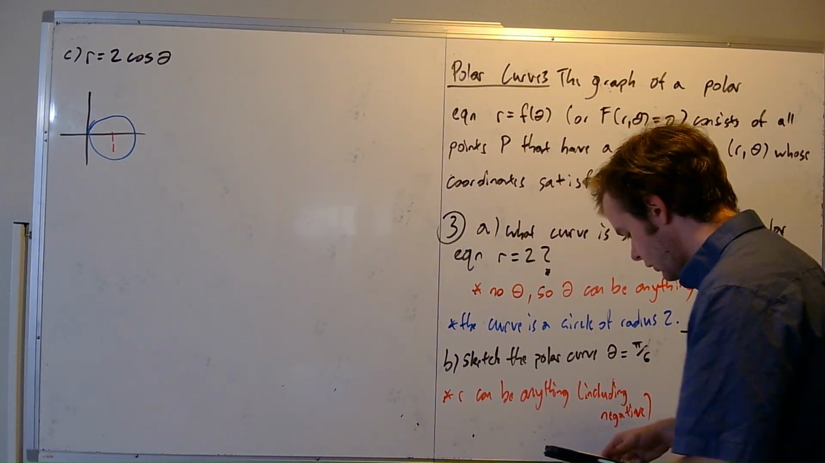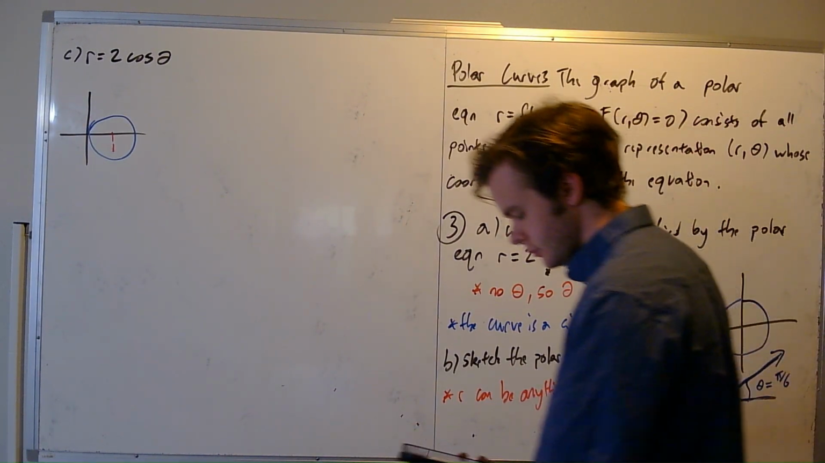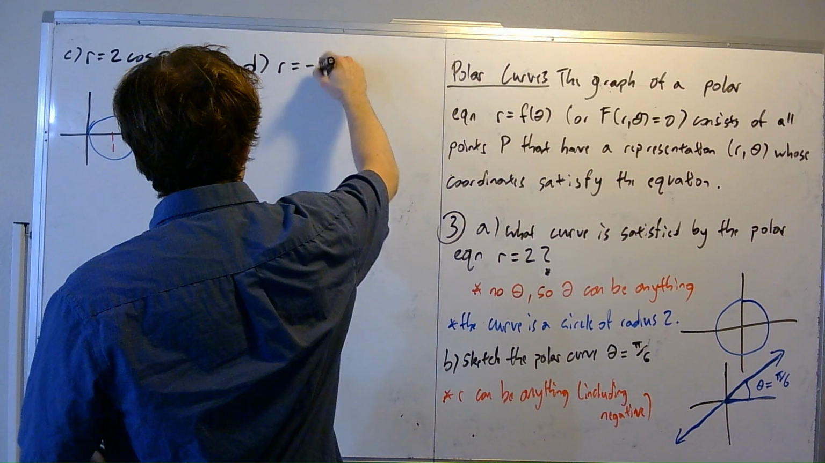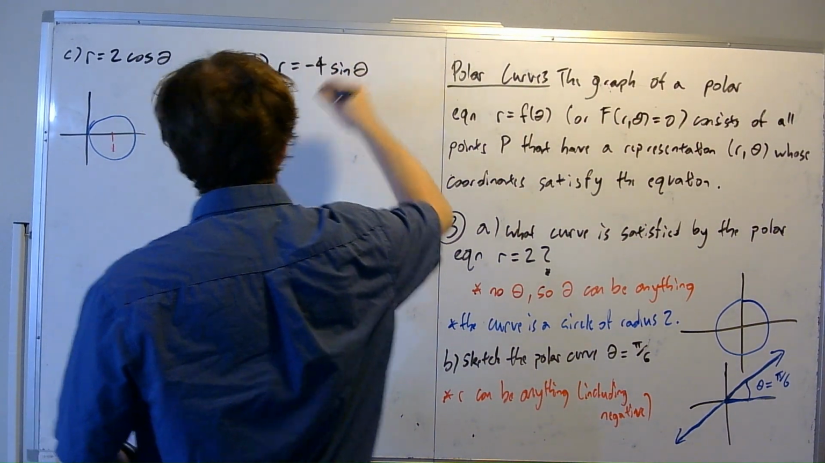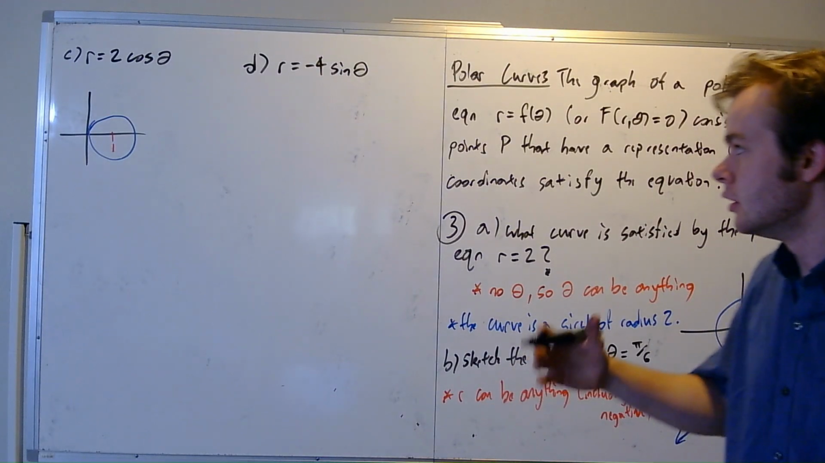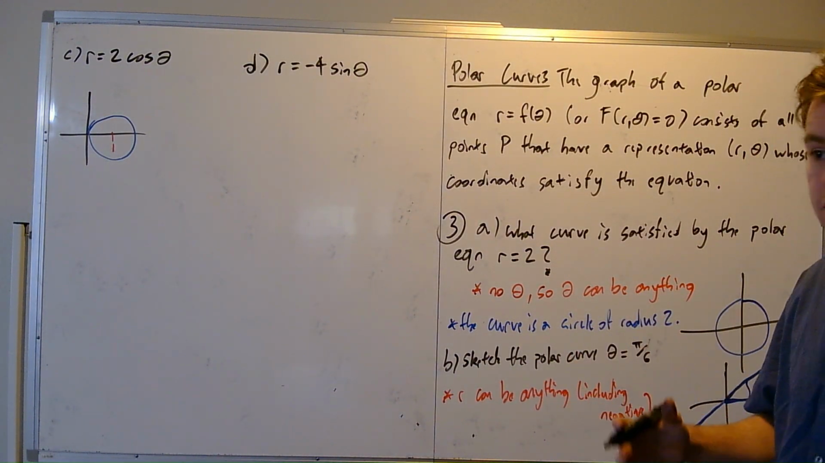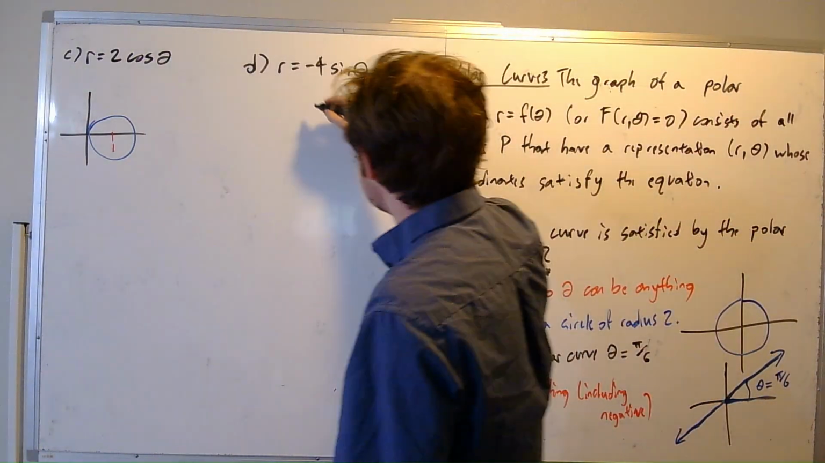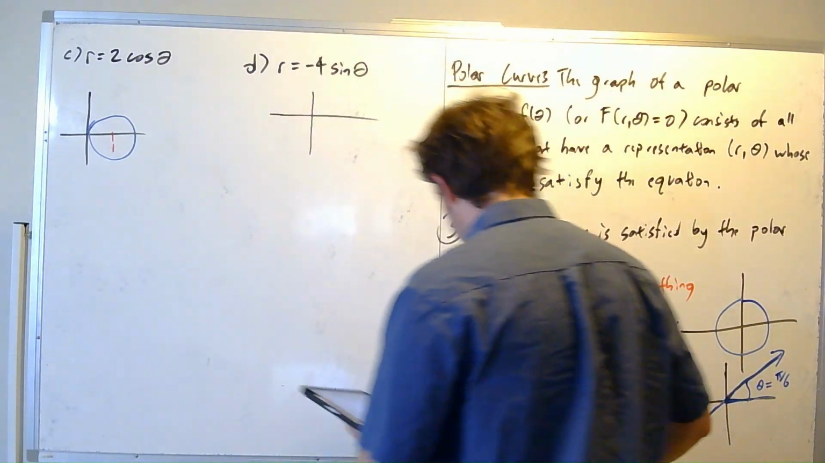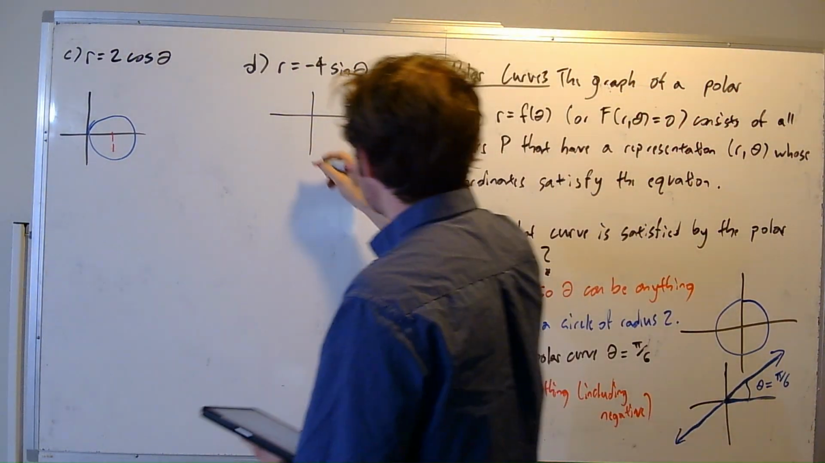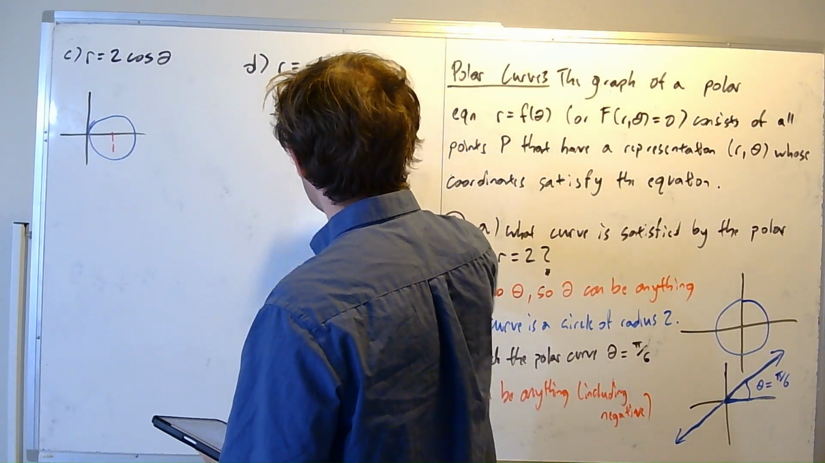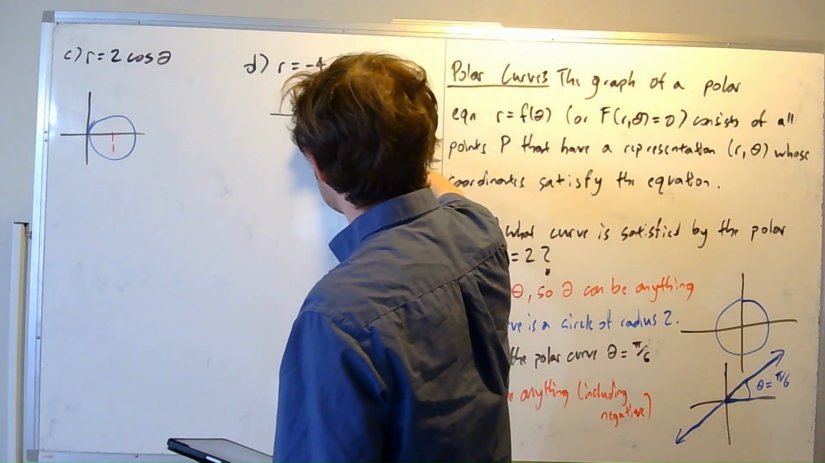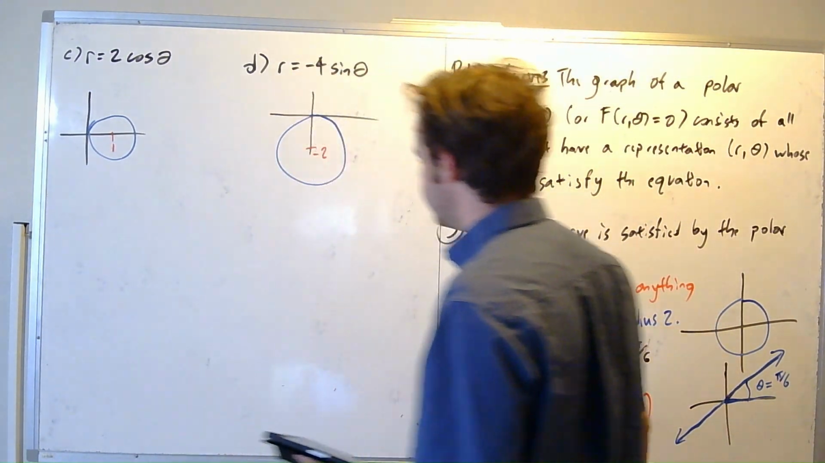Okay. The next one, part D, is going to be r equals -4 sine theta. And again, you just pick different values of theta, plug it in, get points of the form r, theta, plot those points, and eventually what you get is a graph that is going to be centered at the point (0, -2), and it's going to be a circle of radius 2.